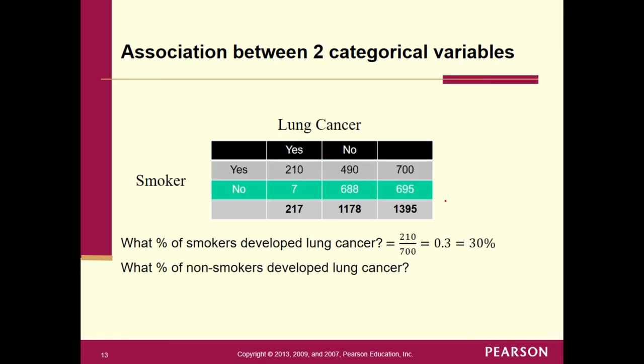Well, guess what we're going to do next? We're going to go to the non-smokers, right? Do exactly the same thing. What percentage of non-smokers develop lung cancer? That would be 7 out of 695. It's roughly 1%. So that's where the numbers are coming from, all right?